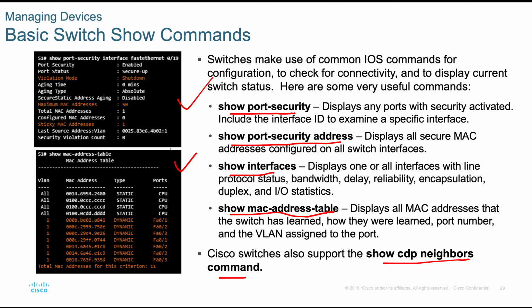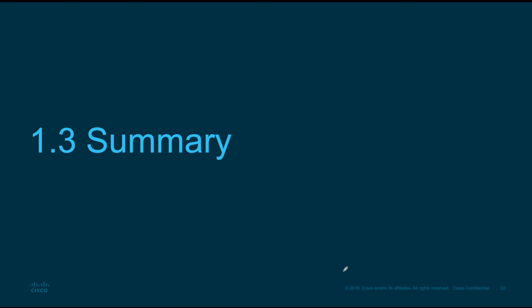So if you want to display commands, you want to show after you finish configuration, you want to see what you've done, you begin to show. Switch 1 config hashtag show port-security to display all the security. Show port-security address to display that. Show interfaces, it will display that. Show mac address-table, it will display the MAC address table. Show CDP neighbors, it will show you the switches to which this particular switch is connected, and so on and so forth. So here is the summary.